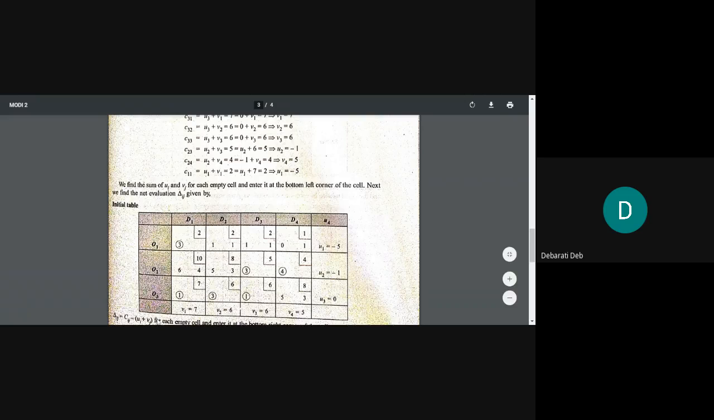Okay. So this we are doing in the initial table only. We are not touching the VAM calculation, those first allocation, second allocation. We are doing it with the question given to us. It may also happen that in the exam, you are asked to perform only MODI.